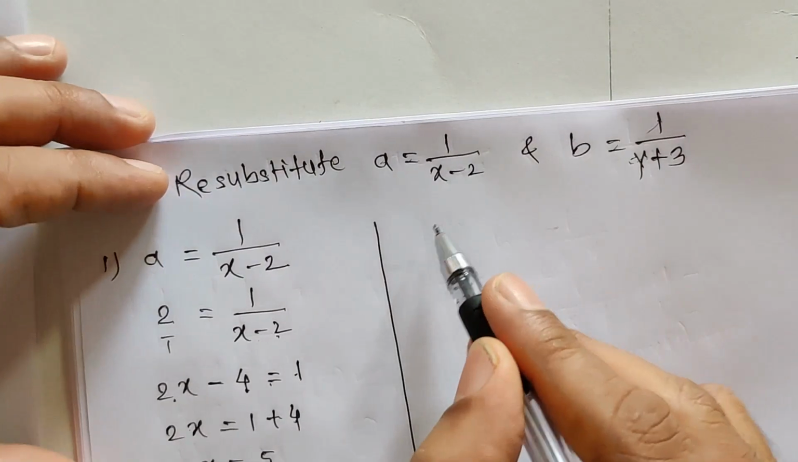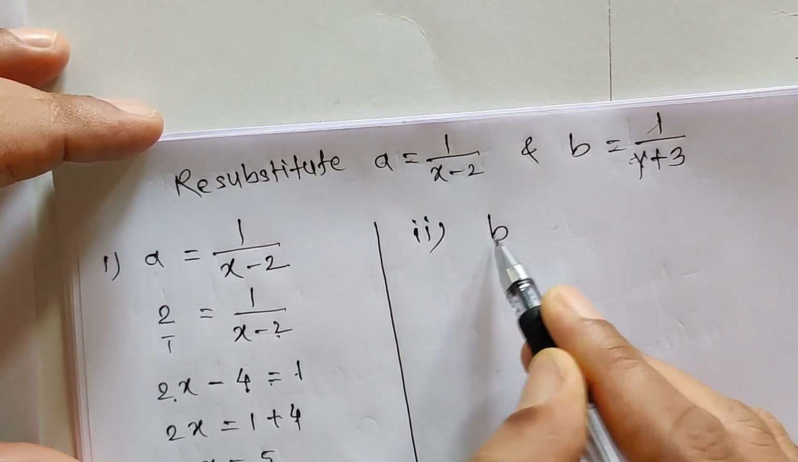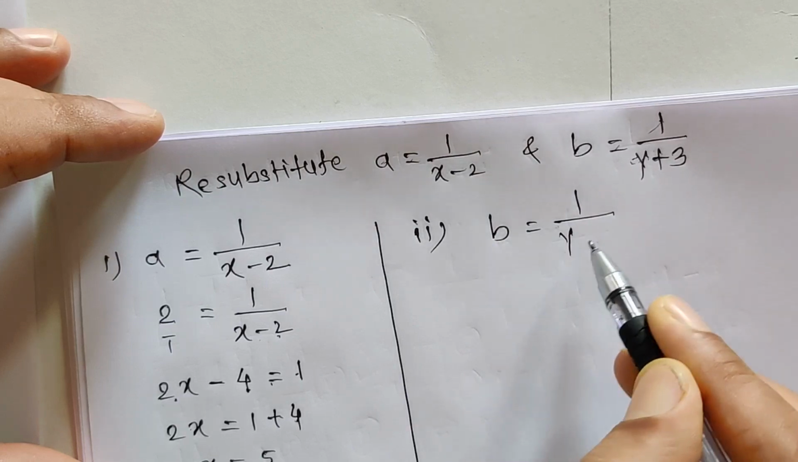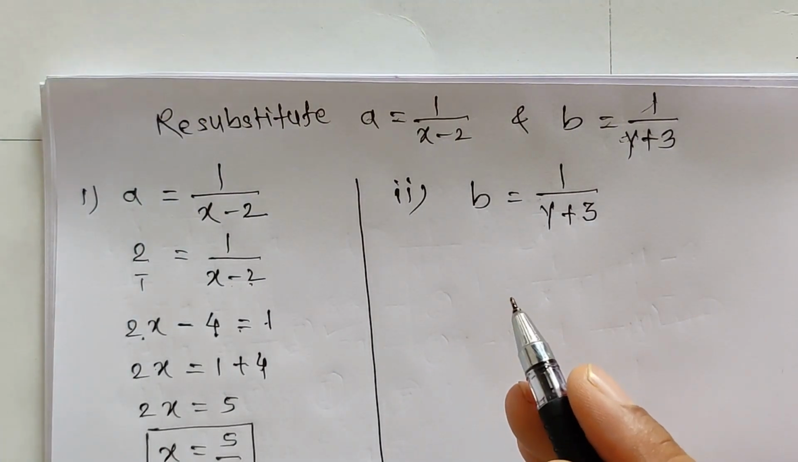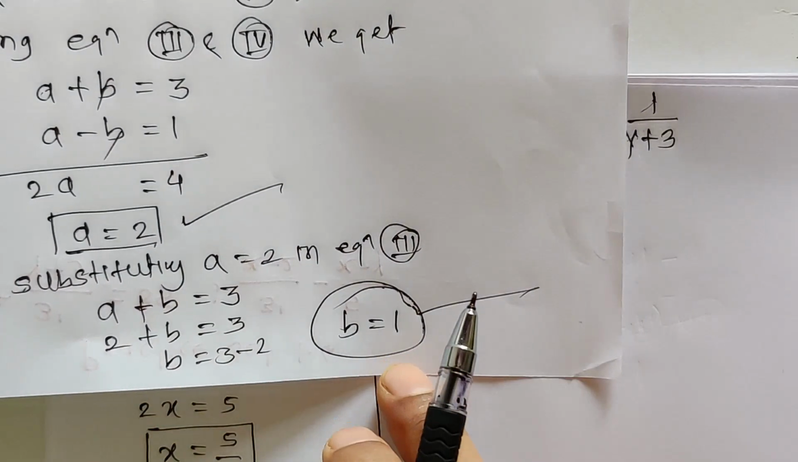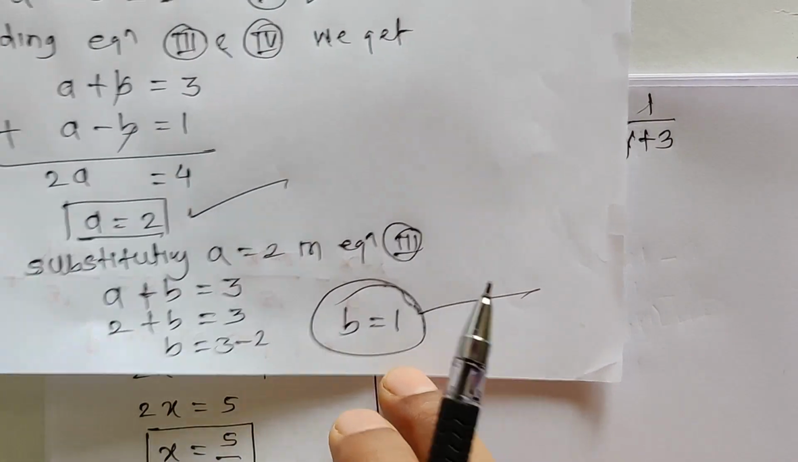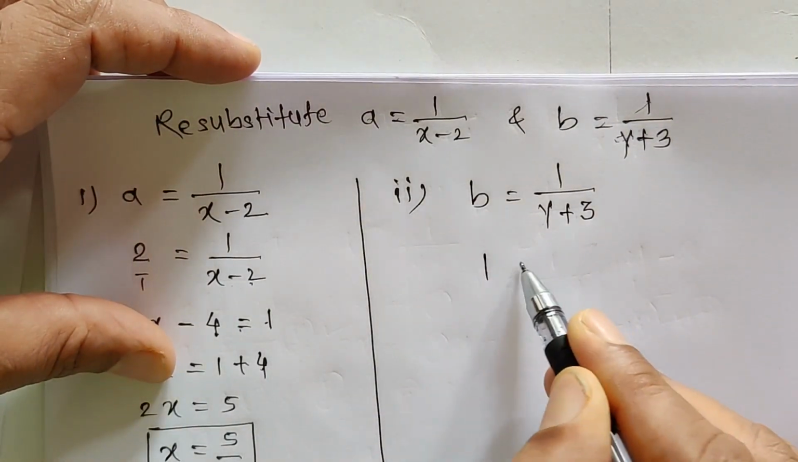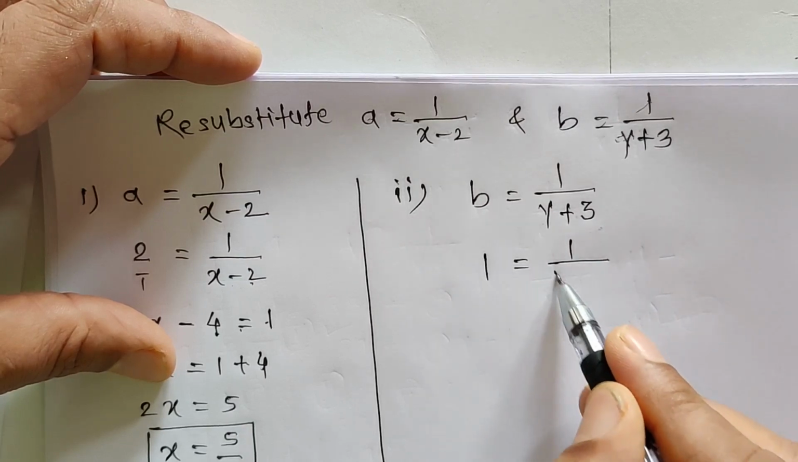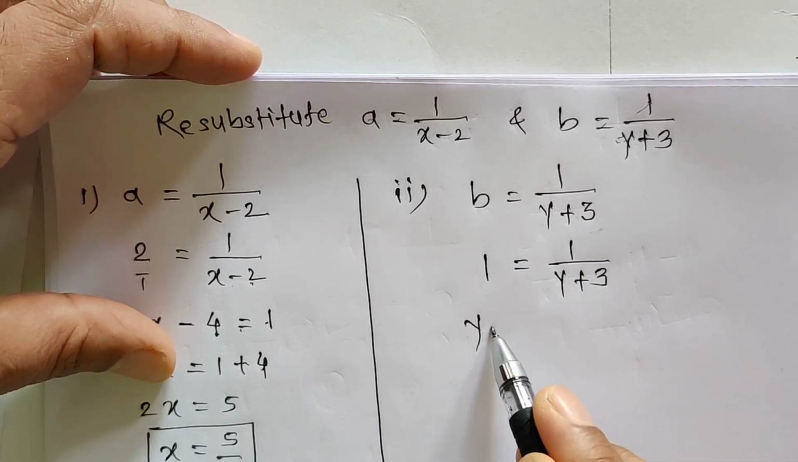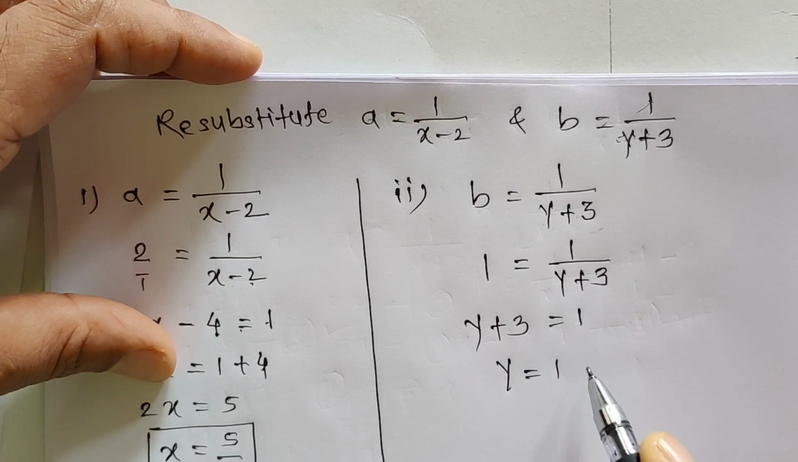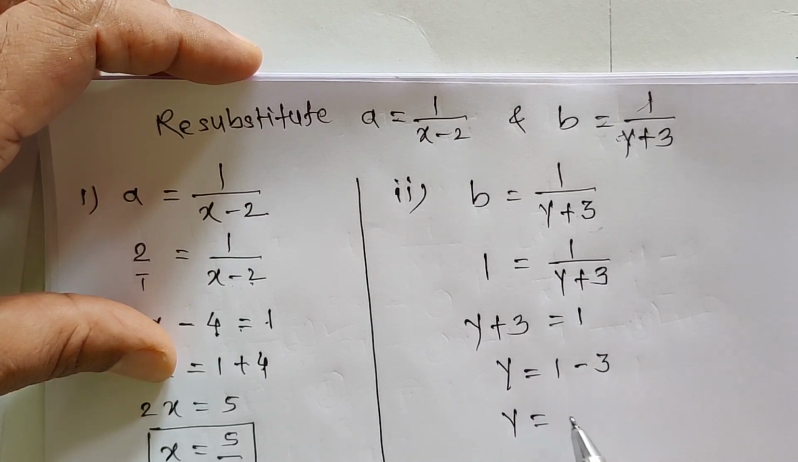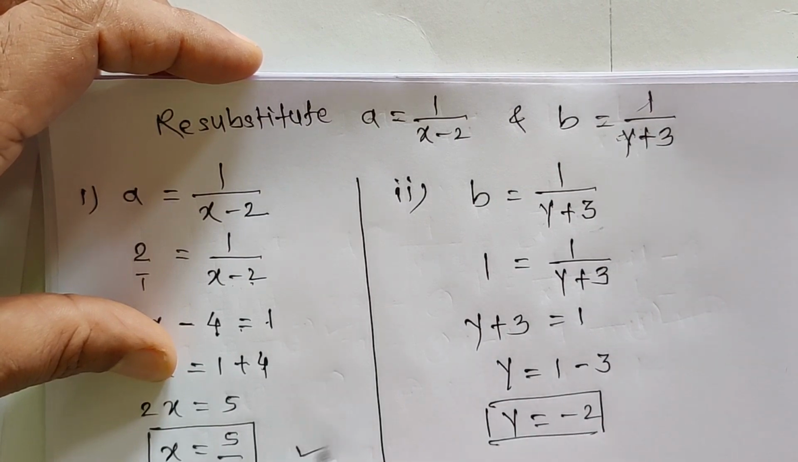Second part. Here b is equal to 1 upon y plus 3. Now the value of b, we have already found, is 1. So 1 is equal to 1 upon y plus 3. By cross multiplication, y plus 3 is equal to 1. So y is equal to 1 minus 3. So y is equal to minus 2. So in this way we get x and y.